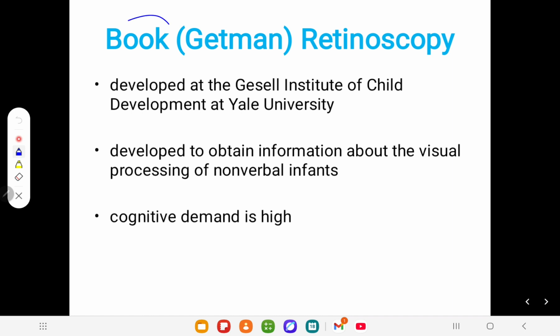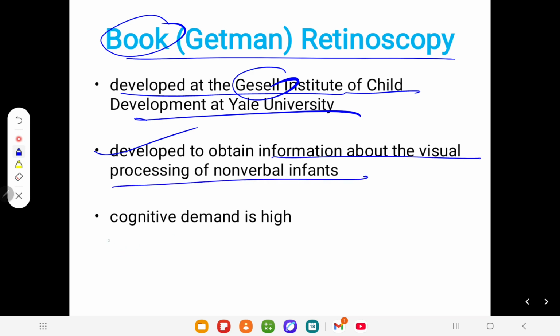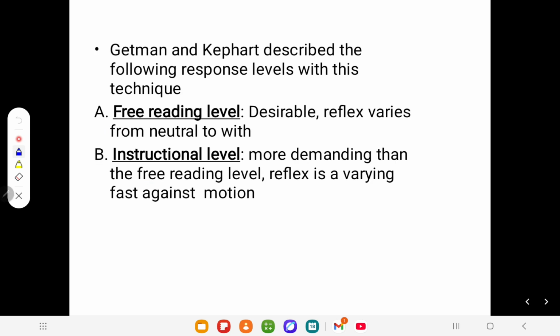So, book retinoscopy, I'm just trying to discuss this for the sake of completeness. It was developed by Gesell at Yale University to obtain information about visual processing in a non-verbal infant, and the cognitive demand is high. The patient is given reading material and retinoscopy is performed while the subject reads aloud. The information is gathered in real time with a task that is close to the normal work situation.